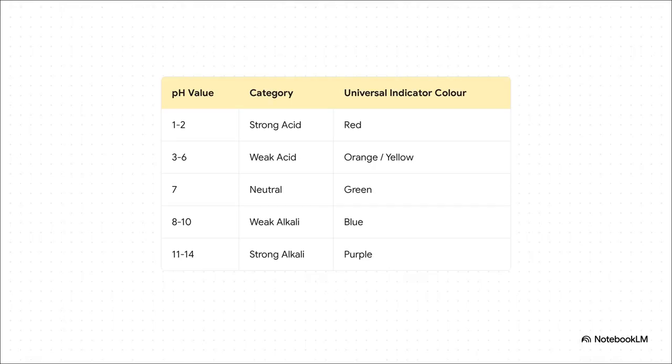And that brings us to the famous pH scale, which is basically our roadmap to acidity. Think of it like a rainbow. Down at pH 1 or 2, you've got your super strong acids, and they'll turn universal indicator a bright, fiery red. Weak acids hang out in the orange and yellow zone. A pH of exactly 7, that's perfectly neutral and shows up as green. Then as we cross over into alkalis, the weak ones are blue and the really powerful, strong alkalis are a deep, rich purple, all the way up at pH 14.